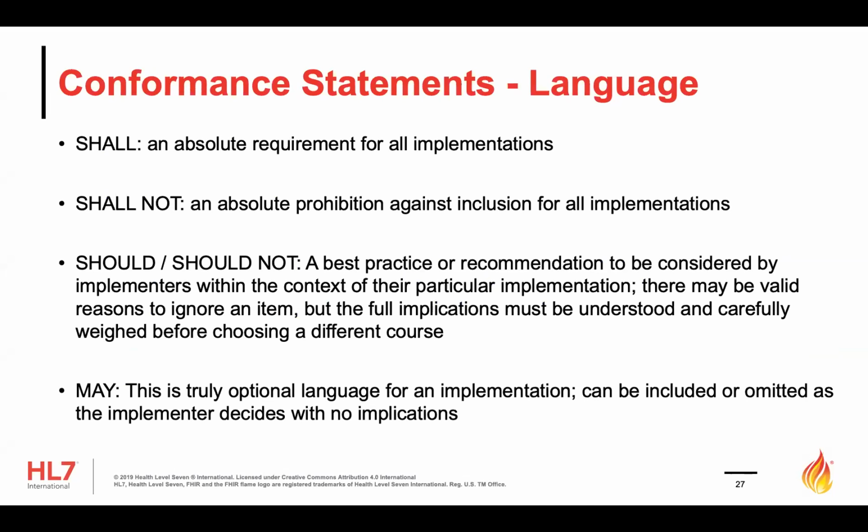So a little verbiage for those who aren't familiar with some of the verbiage in some of these IGs. Shall, an absolute requirement for all implementations. Shall not, an absolute prohibition against inclusion for all implementations. And then there's should and should not, and then there's may. Just to give you an idea, when you read these guides, what each one means, shall means essentially if you're going to conform to this IG, you essentially have to implement that.